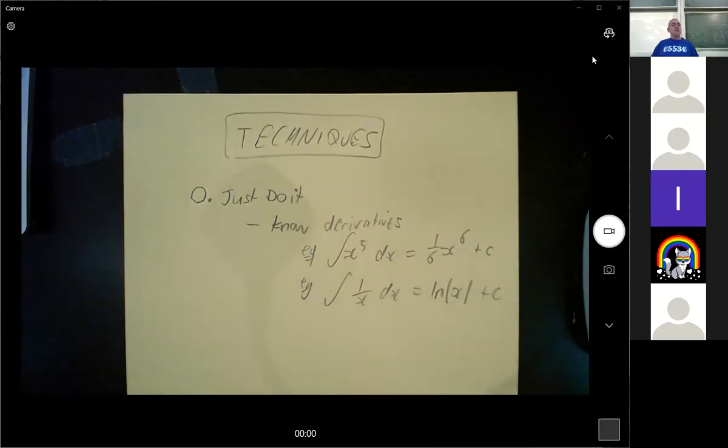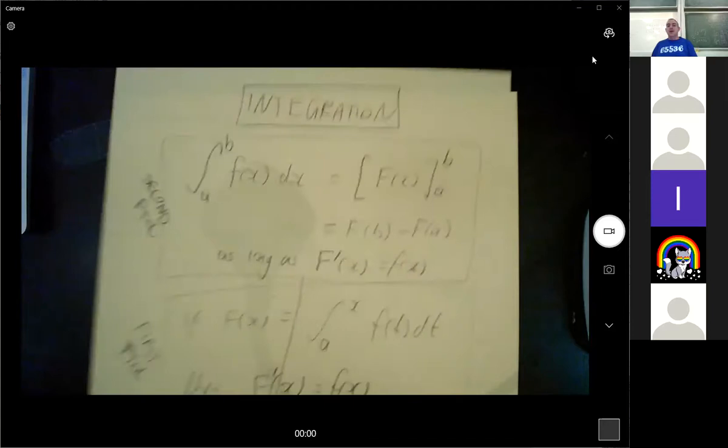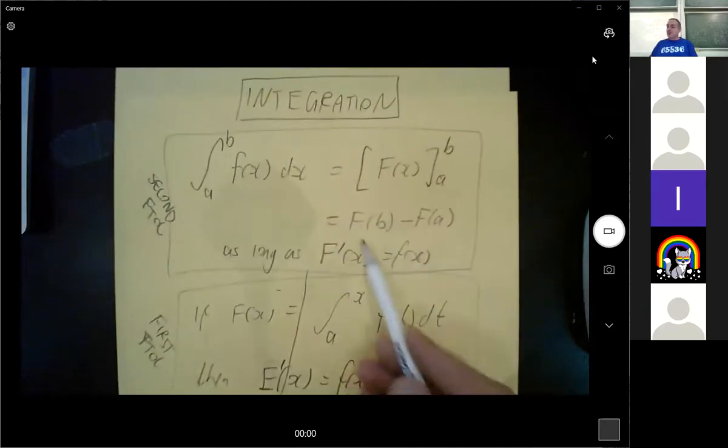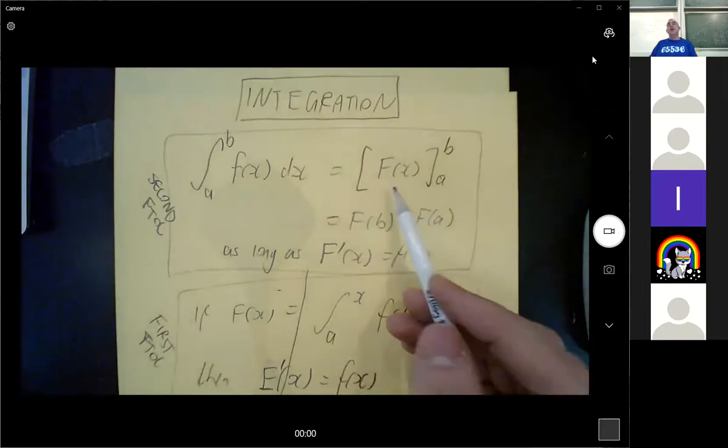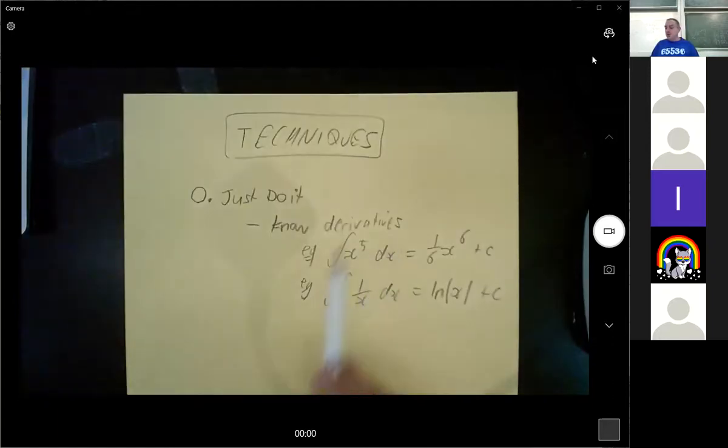I didn't mention the plus c thing. The plus c thing is about the fact that if you can think of any function that differentiates to give your function, then adding a constant to it won't change what its derivative is. And so this symbol here is to say what's all of the antiderivatives.